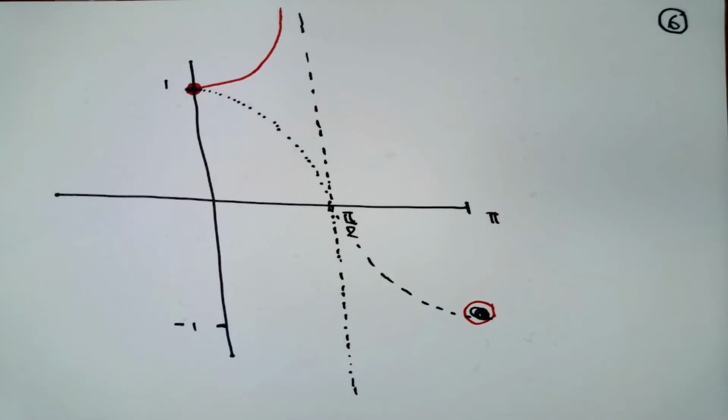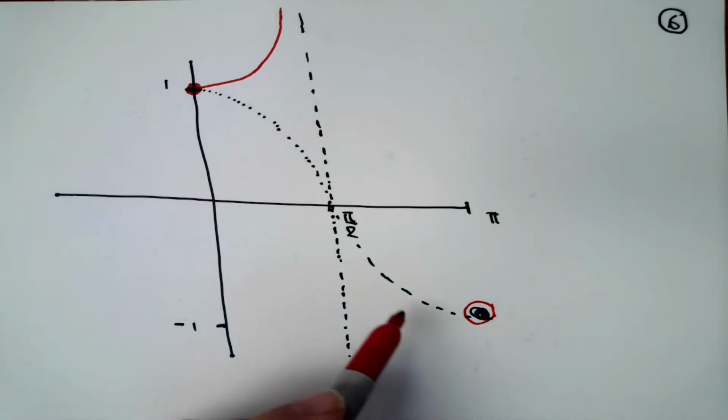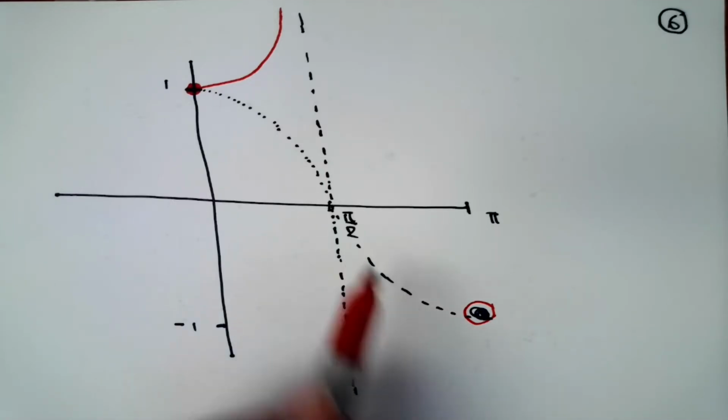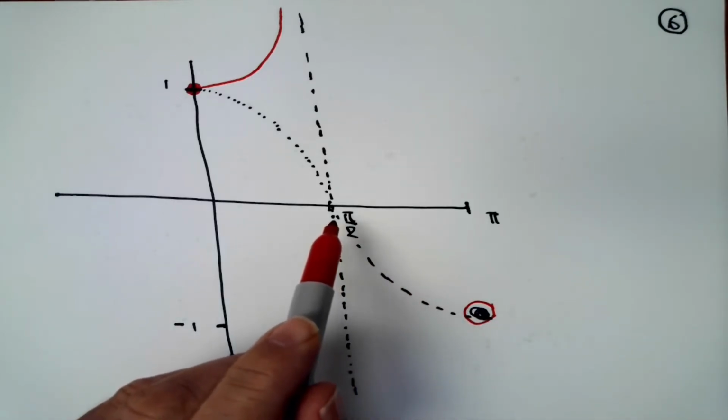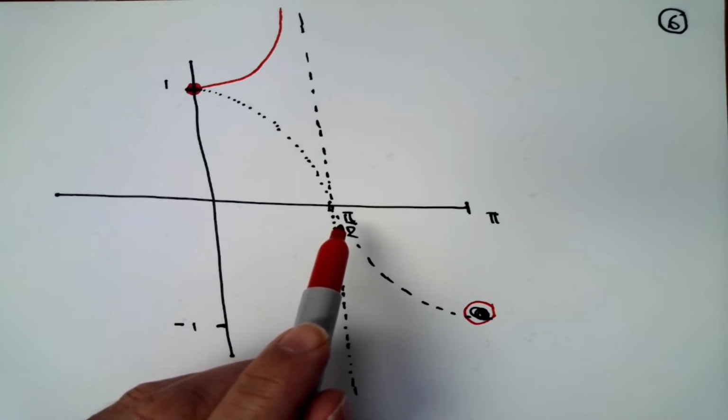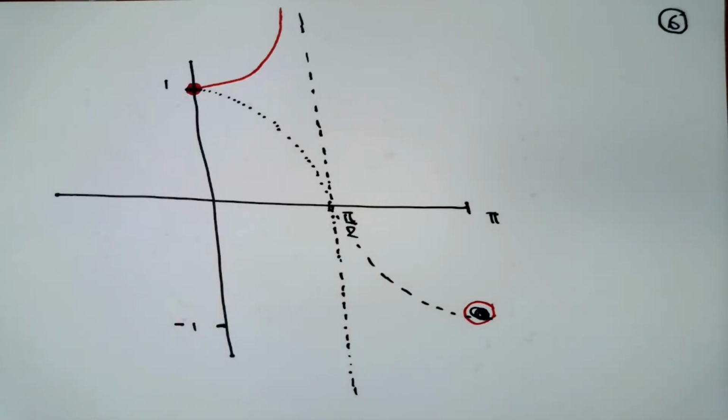If I start at pi and move towards pi over 2, at least for a while, the y-coordinate on the graph of the cosine is negative. The reciprocal, the secant, will be negative as well. But as I get close to pi over 2, the negative values for the cosine approach 0, so the reciprocals become negative and indefinitely big. If you are between pi over 2 and pi, the graph of the secant looks like this.